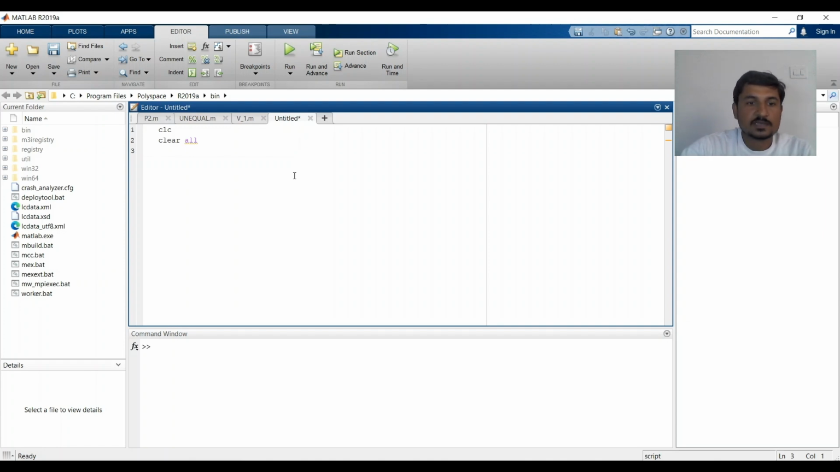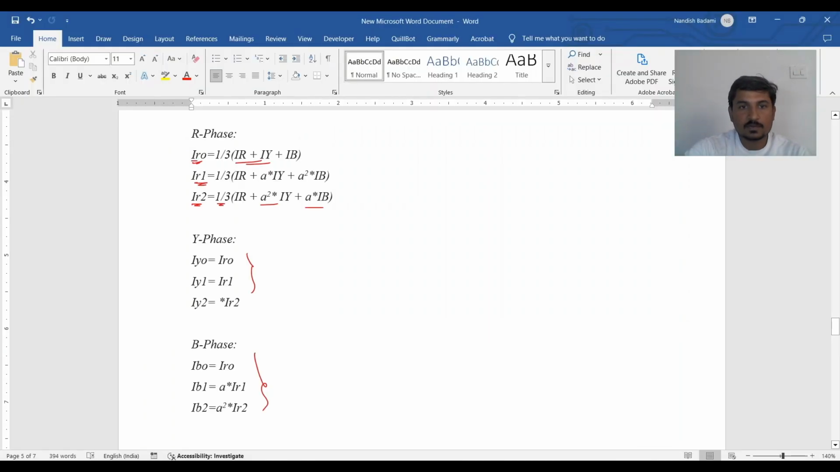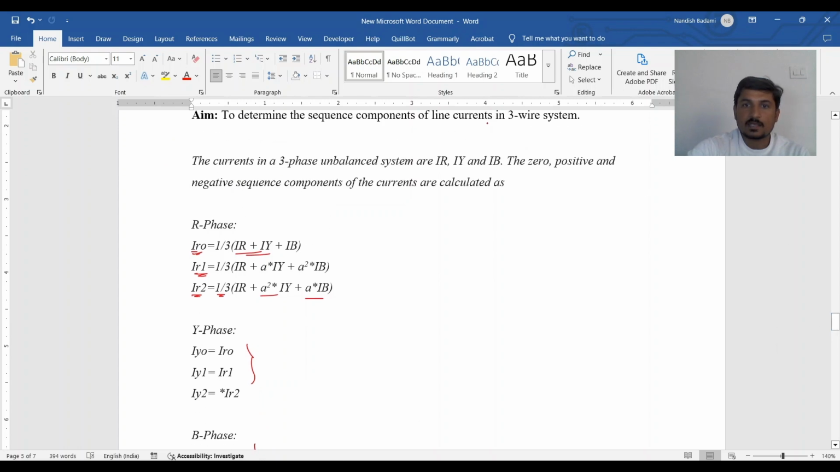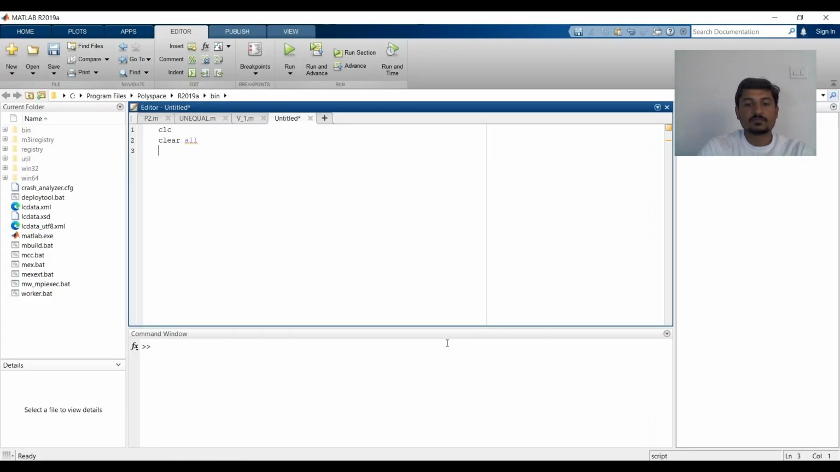Then we need to start getting the known parameters, right? Here we have the known parameters as IR, IY and IB. So let us start with IR, which is equal to, using the input command, we can fetch the data. IR is the unbalanced R phase current.